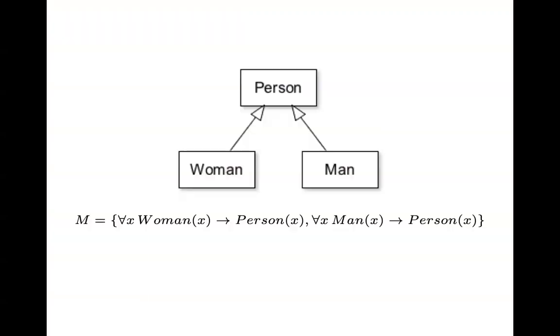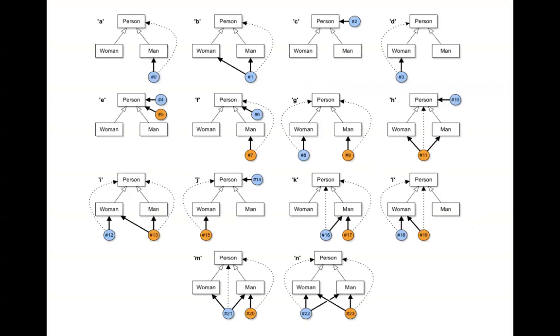So just to give you an idea of a very, very simple model, suppose I have this person, man and woman, and this is the logical rendering of this thing, right? Saying every woman is a person, every man is a person. Suppose I simulate this, and these are the possible instances that the tool will show you, right?